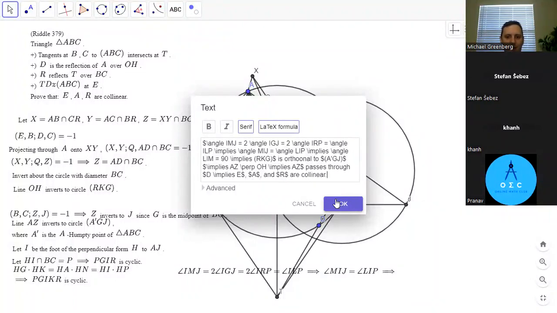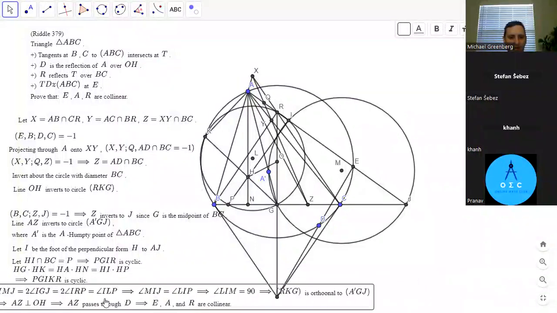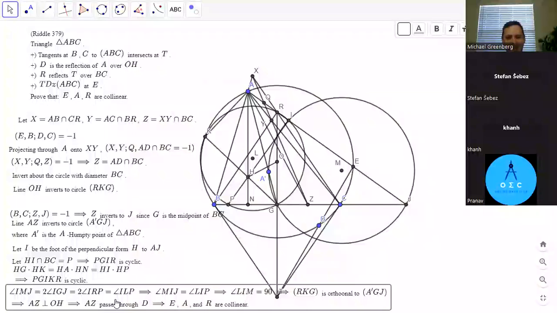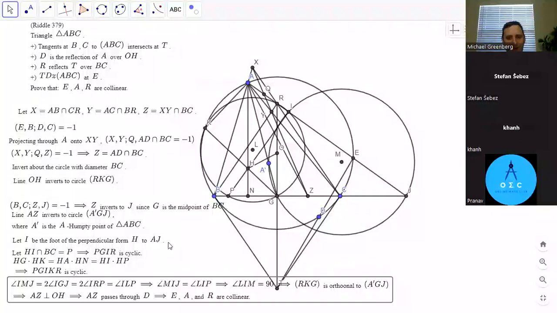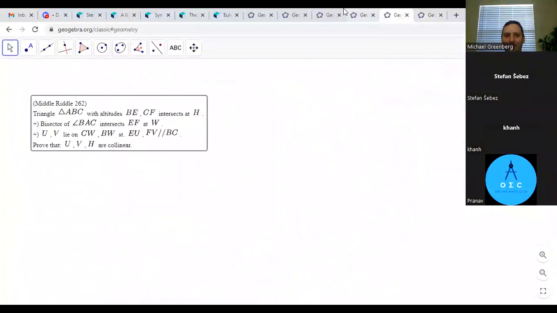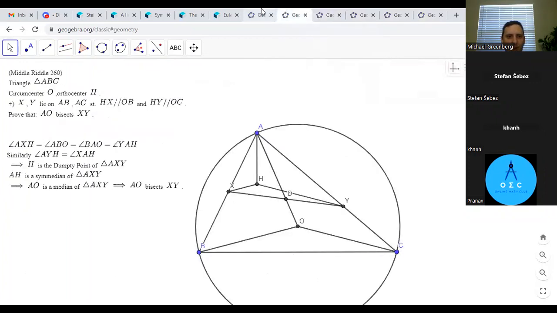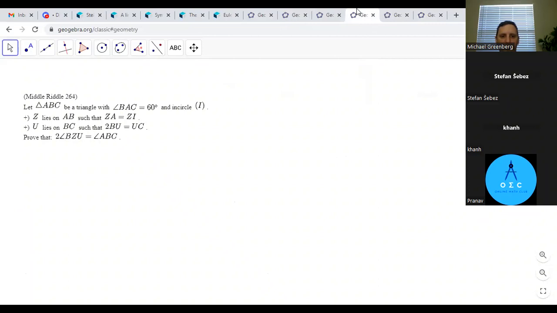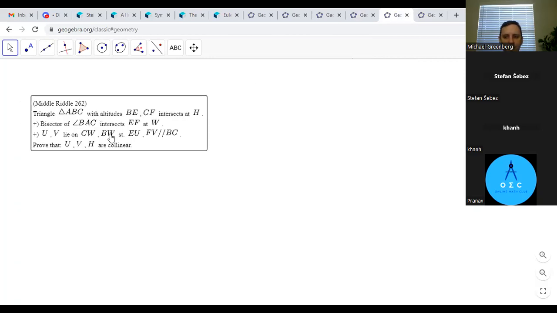All right, let's see what this looks like. It fits. Like it. All right, so thanks for the solution. I learned something new, this double orthocenter lemma. All right, so for the next one, let's try. So we could do a middle riddle. Here's a 60 degree angle problem if you like those. Yeah, let's do that one. Okay.